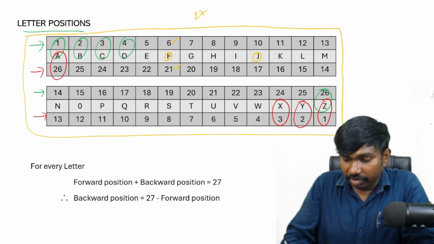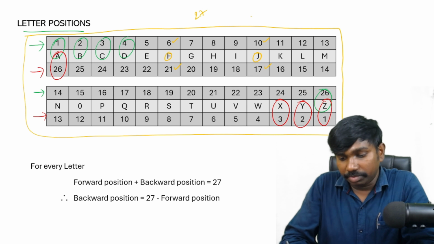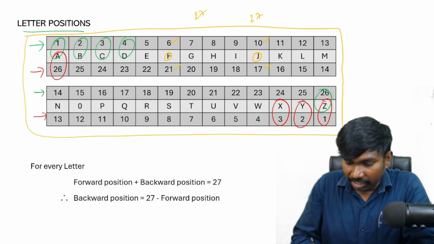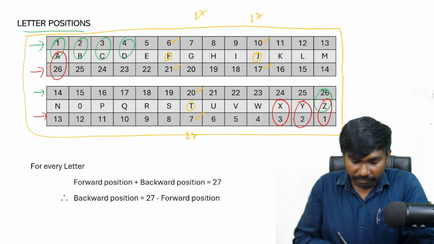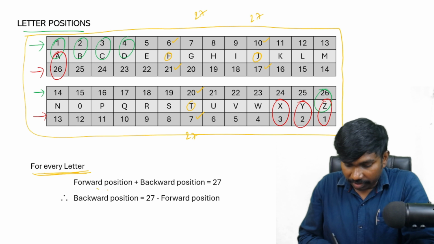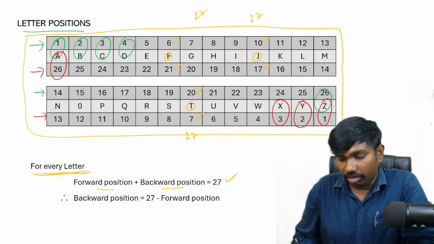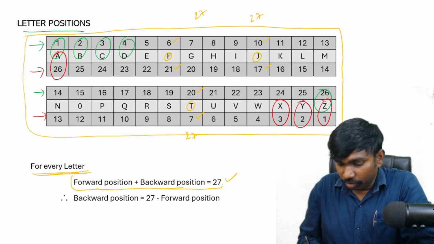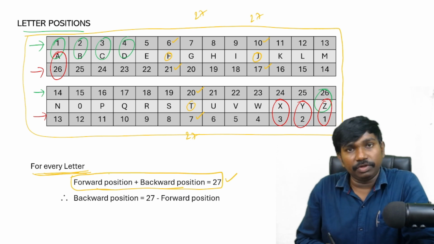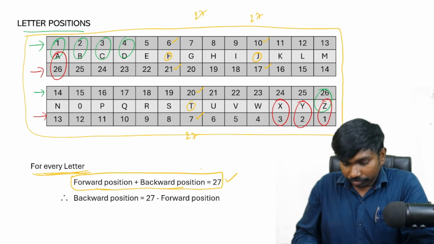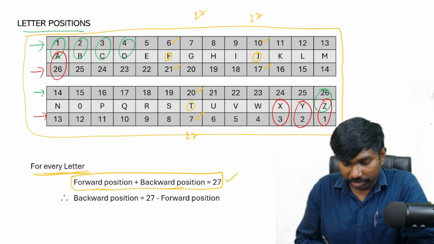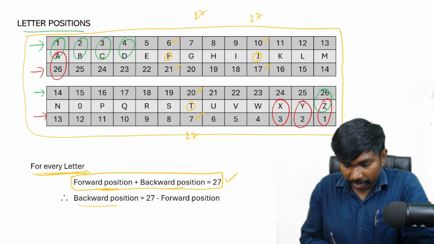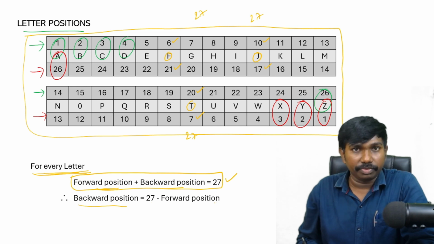I'm taking J. Forward position 10, backward position 17. Sum 27. And take any other letter. T I'm taking. Forward 20 and backward 7. Sum 27 again. In that way, for each letter, forward position and backward position sum will be 27 always. In this equation, if you know forward position, you can get backward position. And if you know backward position, you will get forward position, right? We already know forward positions because we have already practiced, right? And I said you have to practice it. So if you are perfect with the forward positions, you can say backward position using this one. Backward position equal to 27 minus forward position, right?